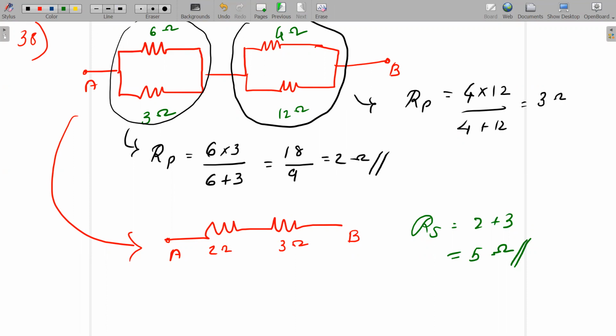Now, if the resistivity of the wire changes, then the thickness of the wire will change. That means if the thickness of the wire is changing, resistivity will change. Yes, sir.